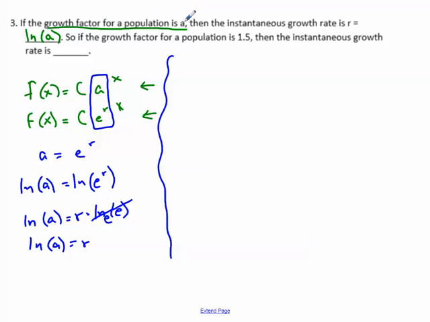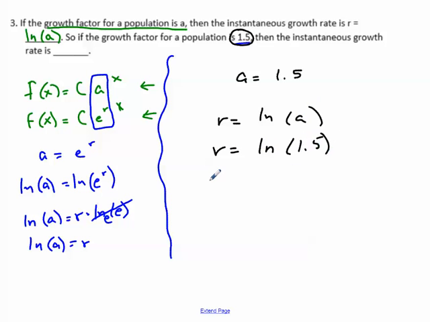If we're given a growth factor a, we can calculate the instantaneous growth rate by saying that r equals ln of a. So if the growth factor a for a population is 1.5, a equals 1.5, then what is the instantaneous growth rate? R equals ln of a. R equals ln of 1.5, which is 0.405, and that becomes our instantaneous growth rate, 0.405.